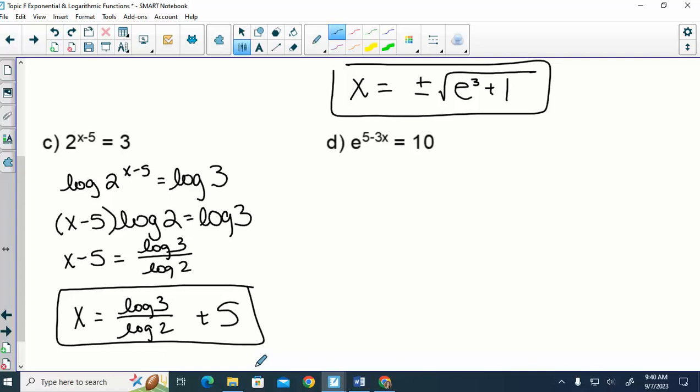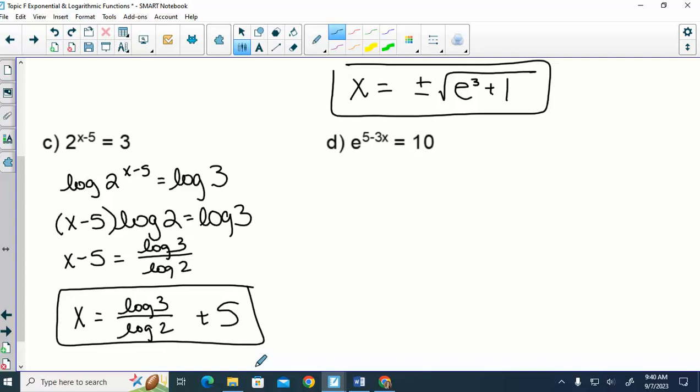I think I have time. Last example. So it's very, very similar, and we could do it the exact same way. However, when we have e's, what kind of log is nicer to use? Natural log. You don't have to. You can do it with the other log. But it'll just clean up a little bit better if we do the natural log.